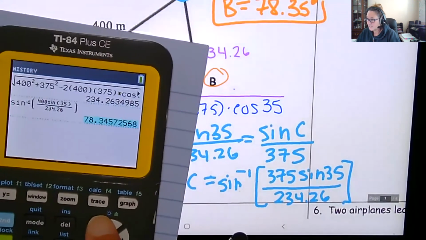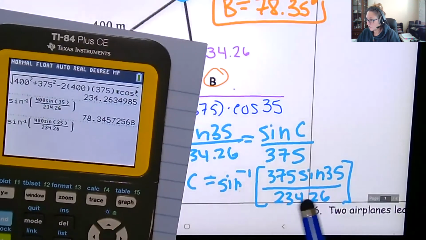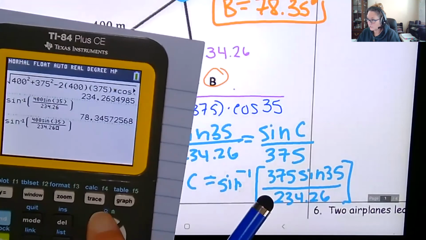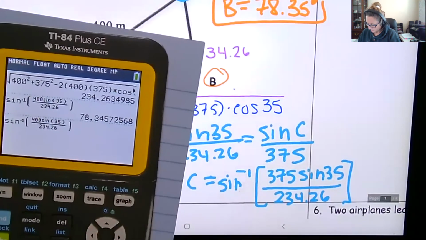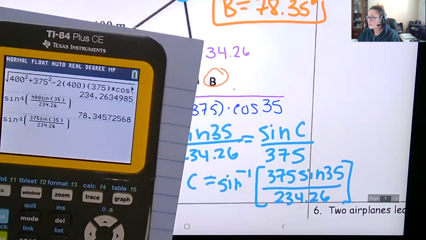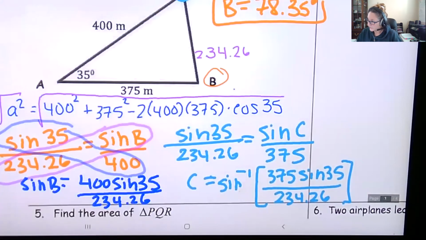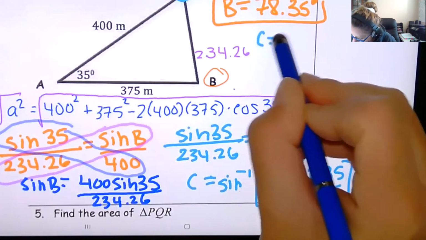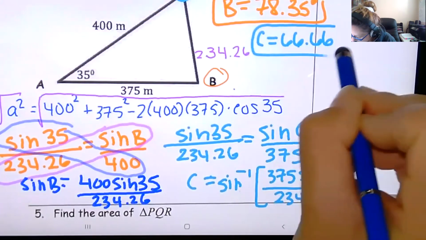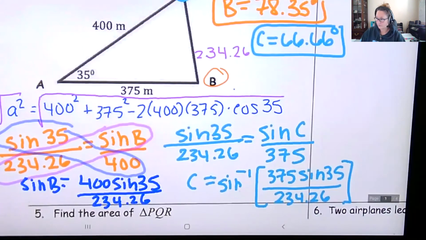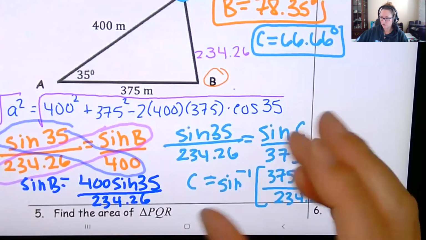I'm going to come and snag this from before and look and see what's changed. Really, the only thing that needs to change is the 375. So 375, and I end up with 66.66. So my C is equal to 66.66 degrees.